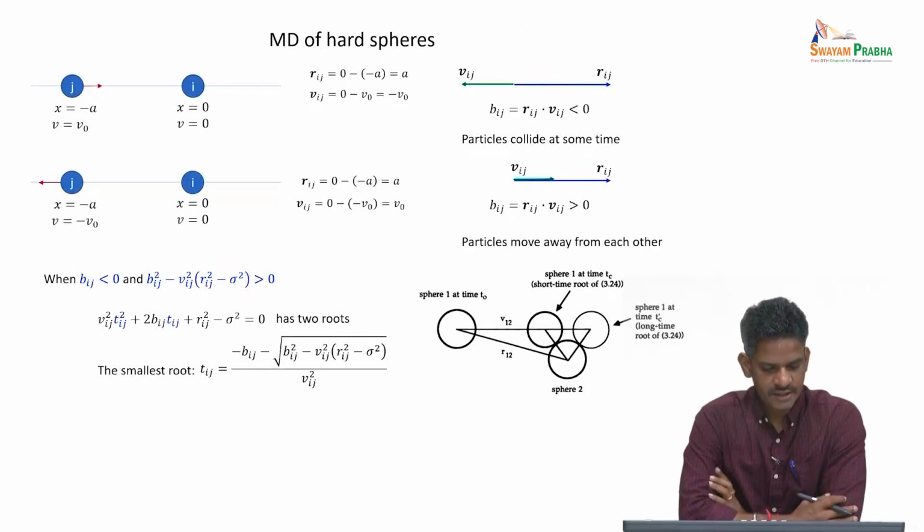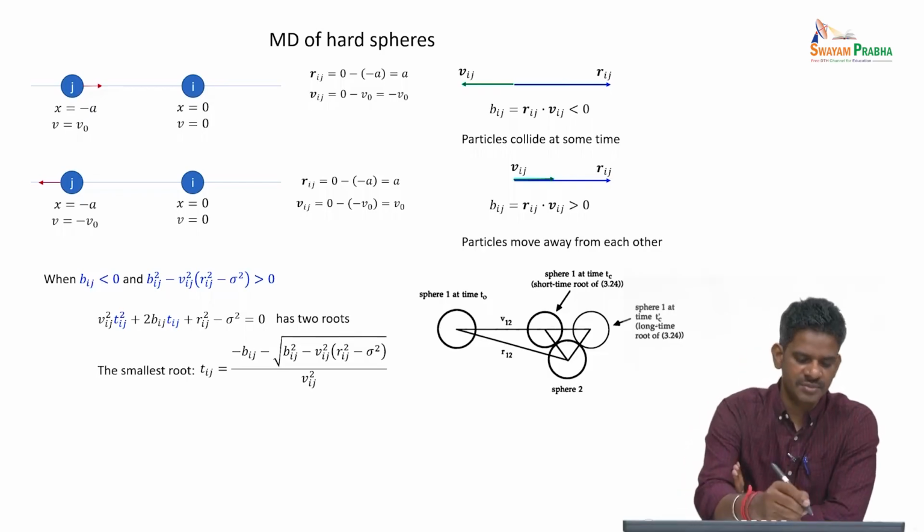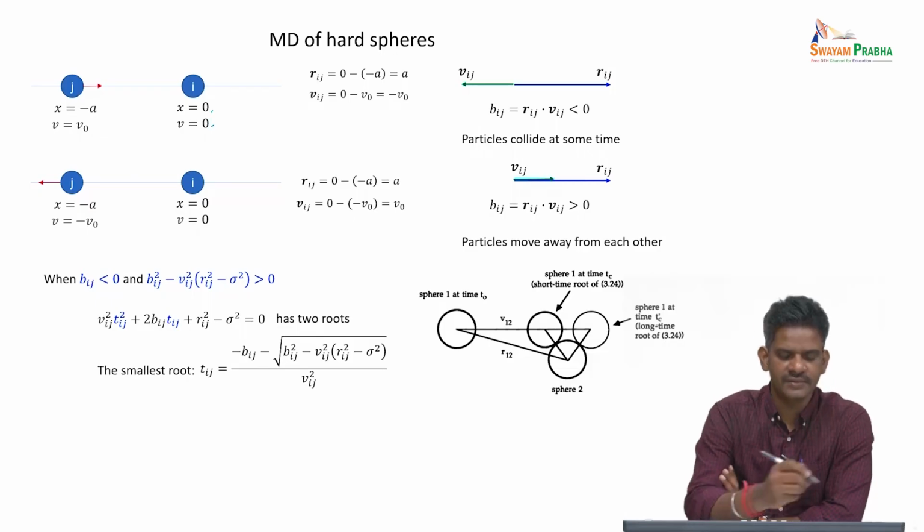So now let us look at an example: under what condition they will undergo collision and when they do not. To illustrate this, I have taken a simple 1D problem. Let us say particle i is at x equal to 0 and it has a velocity of v equal to 0.